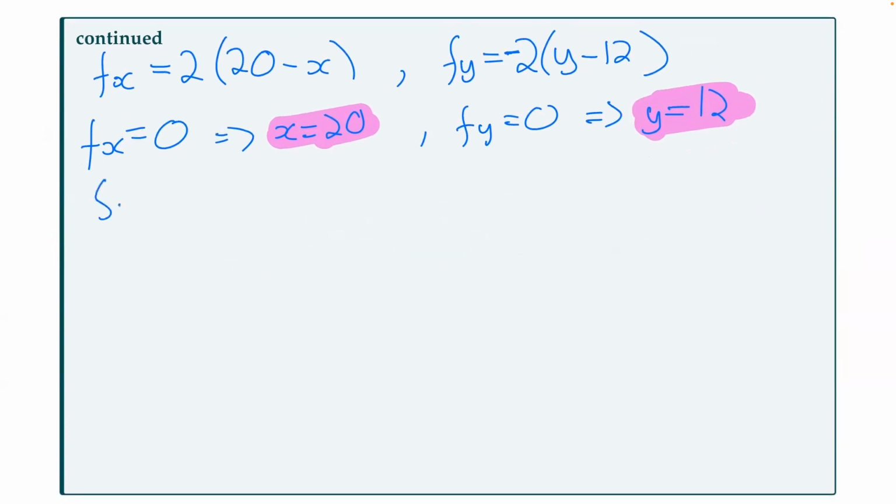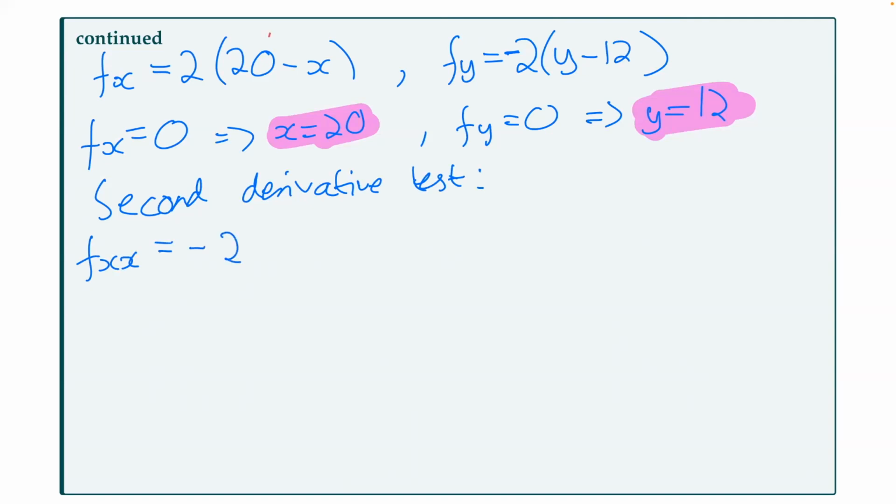Okay, so we want to do the second derivative test to find out if this is a maximum or not. That means we need to look at our second order partials. We take f sub x and take the derivative with respect to x, which is going to be minus 2. So this is going to be a constant. We have minus 2x, which we take the derivative of with respect to x, so we get minus 2.